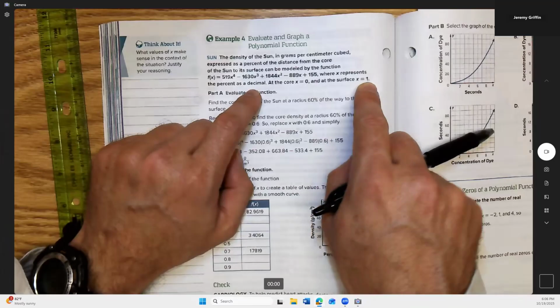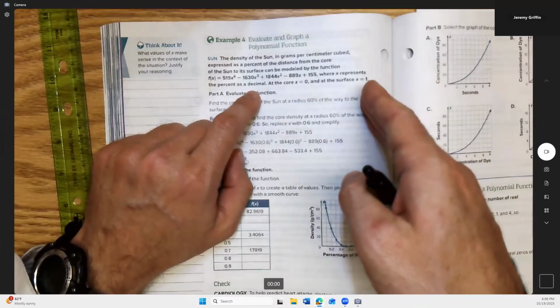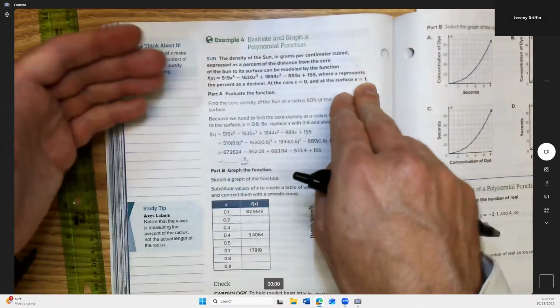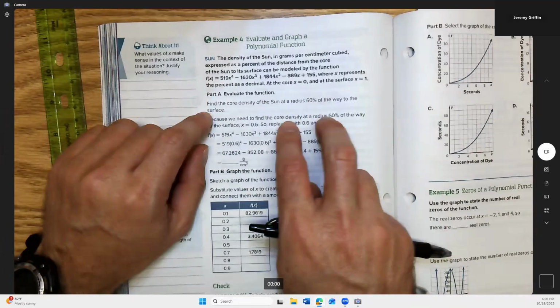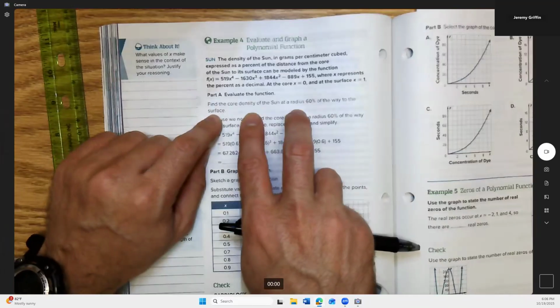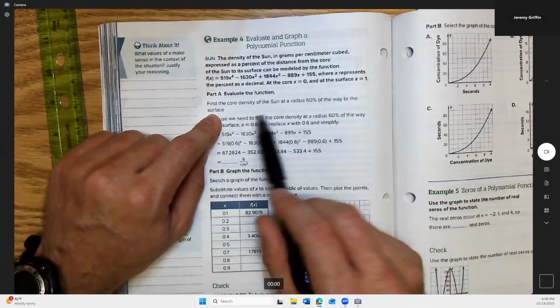Because by the time you get to 1, you're at 1 unit of the radius. You're at 100% of the radius of the sun. Anything beyond that, you've left the sun, so this equation shouldn't count anymore. Evaluate the function, find the density of the sun. Let's say it's 60% of the way to the surface.